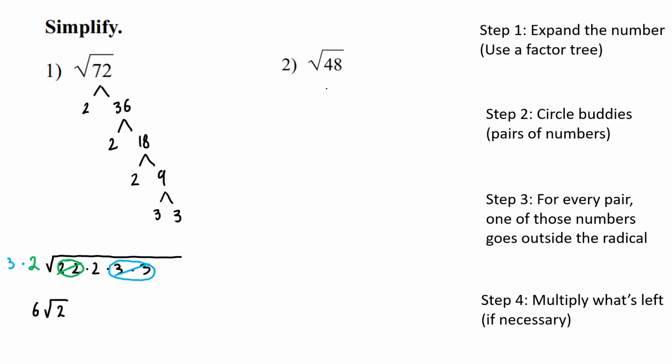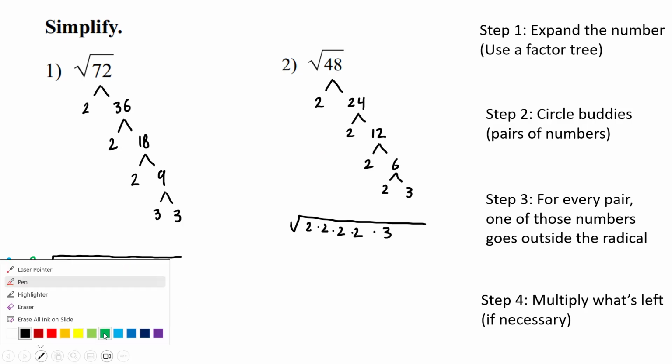All right, so here for 48, 48 would be 2 times 24. 2 is prime, that branch is done. 24 is 2 times 12. 2 is prime, that branch is done. 12 is 2 times 6. Branch is done. And then 6 is 2 times 3. So I'm going to take all these twos. There's four twos. One, two, three, four. And then one three. And then I'm going to look for buddies.